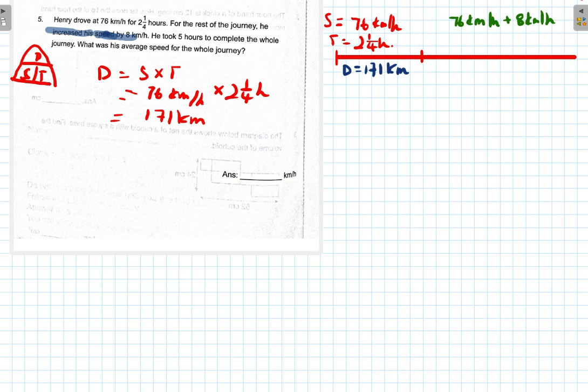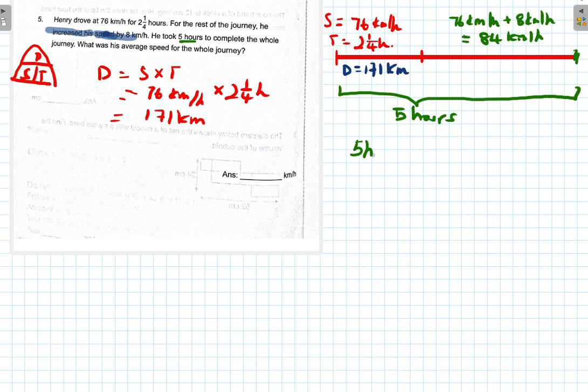So this is the rest of the journey. He's using a 84 kilometer per hour speed. Okay, so I need to know what is the journey, what is the distance. Here says that the whole journey took 5 hours. So the rest of the journey he will take actually 5 hours minus 2 of the hour.